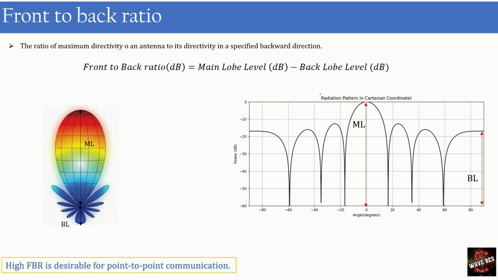If we consider a 2D radiation pattern like this, which is just unfolding this 3D pattern into a 2D pattern, here we can see that this is our main lobe, and when we unfold this pattern, this back lobe level will appear at 90 degrees, and this is our back lobe level. The difference between this and this gives an indication about the front to back ratio. So our requirement is a reduction in the back lobe, so that we will get a higher front to back lobe ratio.